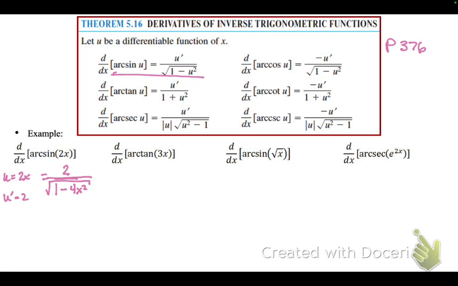So arc tangent says u prime over 1 plus u squared. So what's u? 3x. What's u prime? 3. So it is 3 over 1 plus 9x squared.